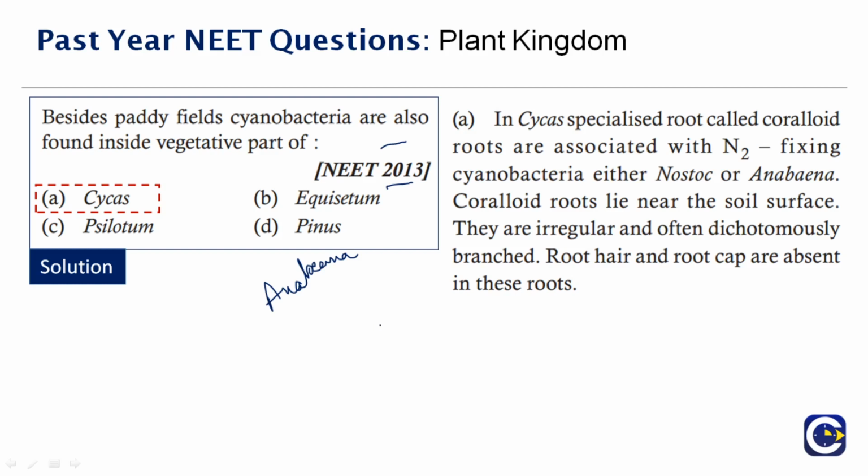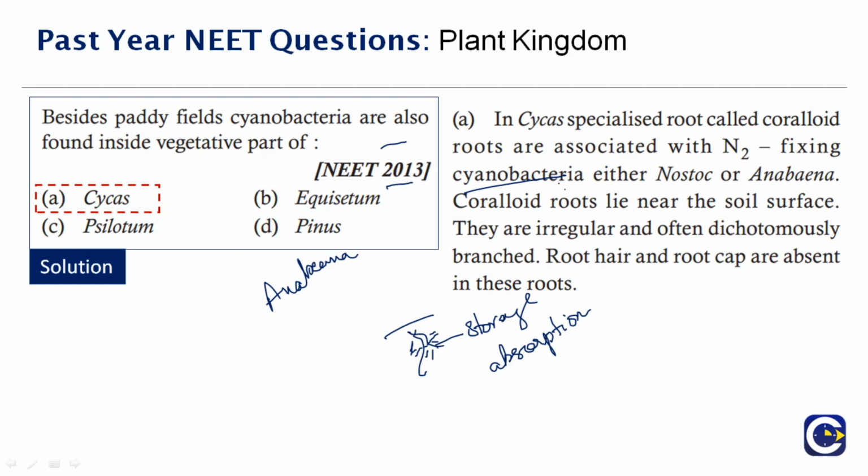Their root will look like a very simple structure. They will not have any root hair. A normal plant will have root hair, and these root hairs function in absorption of water, minerals and so on. Since cyanobacteria are present here, they don't require root hairs and root cap for extra protection, storage and absorption. The cyanobacteria take action and start storing whatever the plant requires. Therefore, the correct answer to this question is option A.